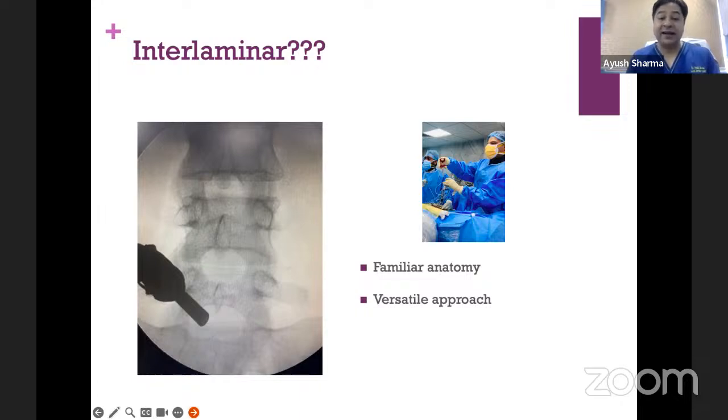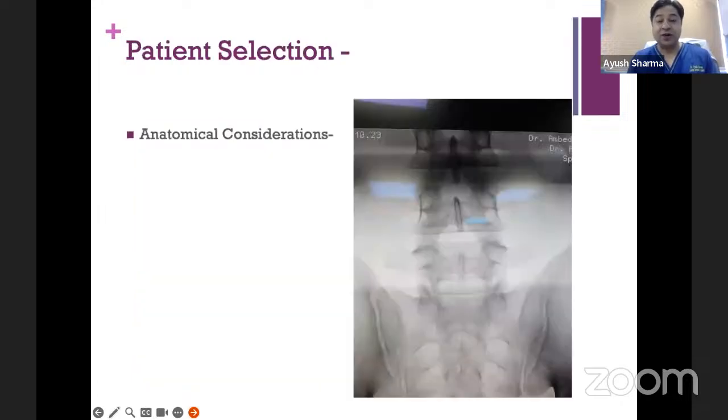It is a familiar anatomy because no matter who you are, whether you're an open guy or a tubular guy, you are familiar with the anatomy. It's a versatile approach. You can do everything. But patient selection is paramount and understanding the anatomy is paramount.